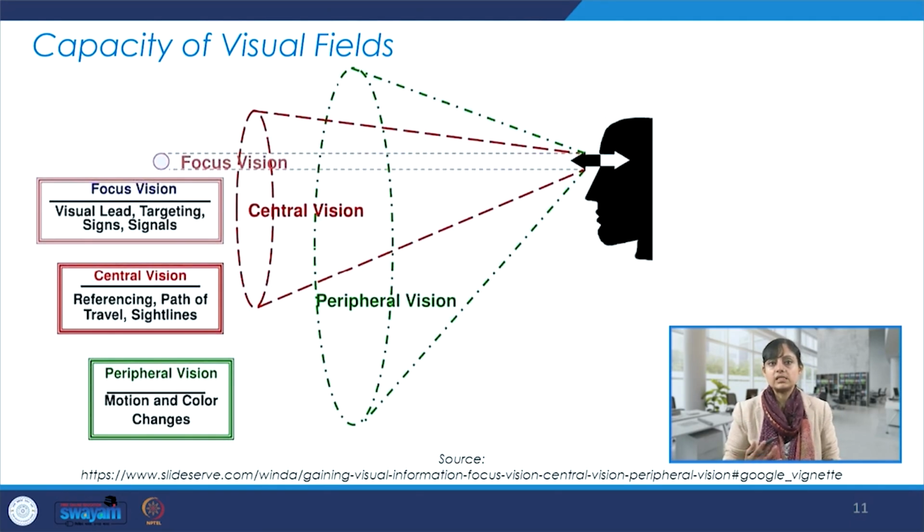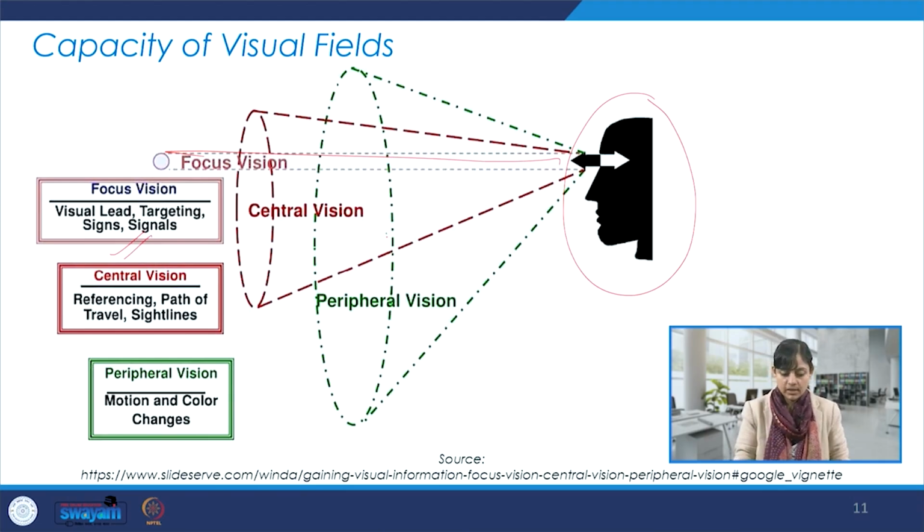There is also a capacity of visual fields. We briefly saw this during lecture number 8. So we talk about the human eye and the capacity of visual fields. There is focus vision, which helps us in targeting, reading signs and signals. It gives us visual lead. Then there is central vision, which is for referencing path of travel and sight lines. And there is also peripheral vision, which helps us understand motion and color changes.